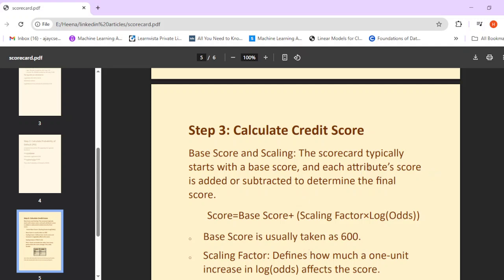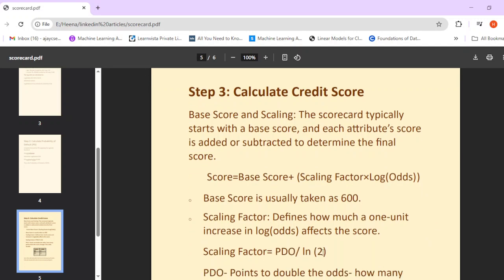Now the scorecard typically starts with the base score. This is the scorecard's formula: the base score plus the scaling factor into the log of odds. Usually the base score can be 550, 600 or 700. This also depends on whether it's a CIBIL score or a FICO score, what kind of score it is. Then we have the scaling factor. The scaling factor is how much a 1 unit increase in log of odds will affect the score. The scaling factor is nothing but the points to double the odds divided by the natural log of 2.